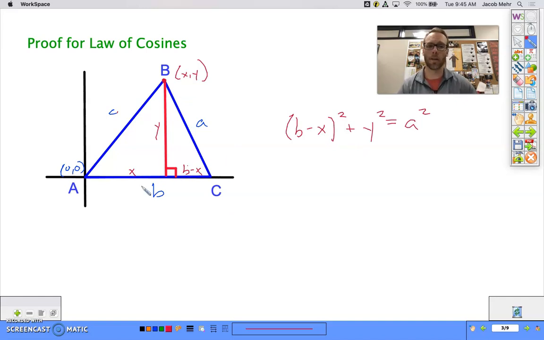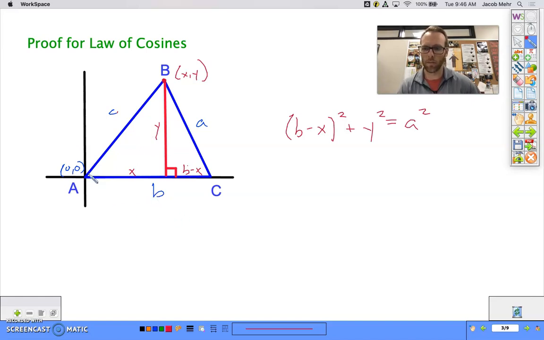Now we're trying to develop the law of cosines. Does the law of cosines have x's and y's in it? No, it doesn't. We need it just in terms of the angles A, B, and C and the side lengths A, B, and C. So can we figure out what x is in terms of the sides and angles of our original triangle? Can we determine what y is in terms of our original triangle?